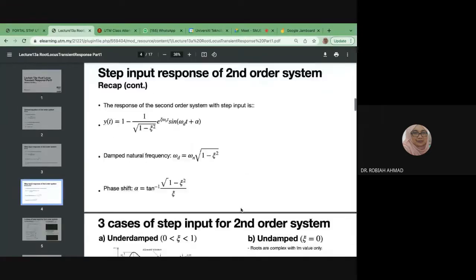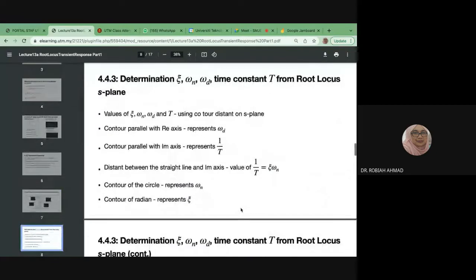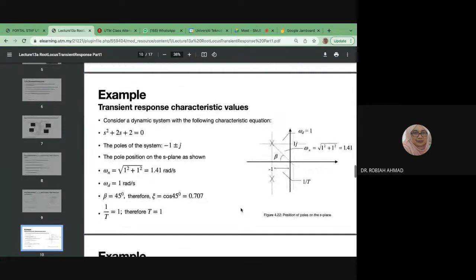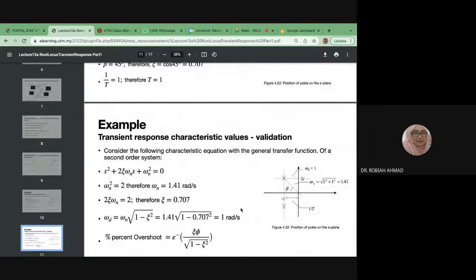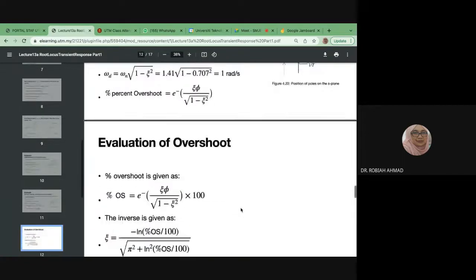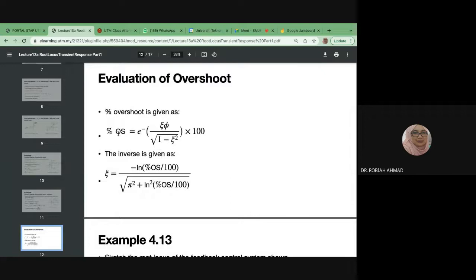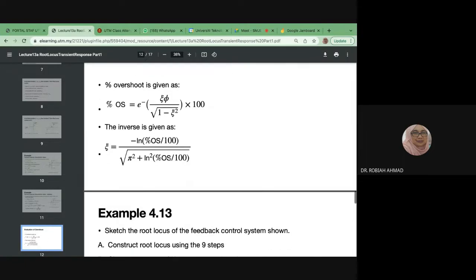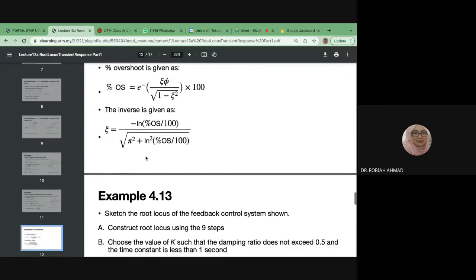Okay, one I relate to finding the transient response values or transient response characteristics using the root locus, and another one is using the equations that you learned before. So like just now, for percent overshoot we have this formula. Once we get the formula of zeta and all that, we can calculate the overshoot and the other related values.